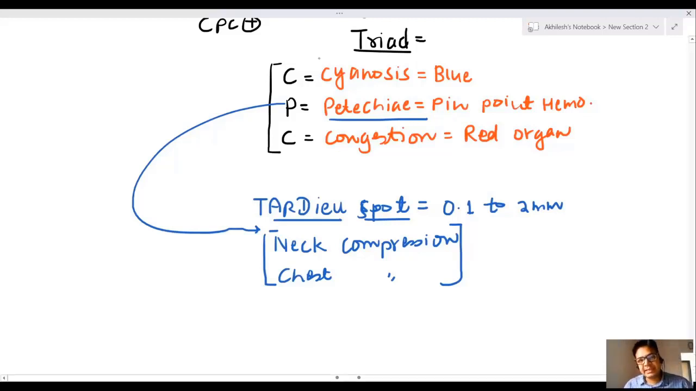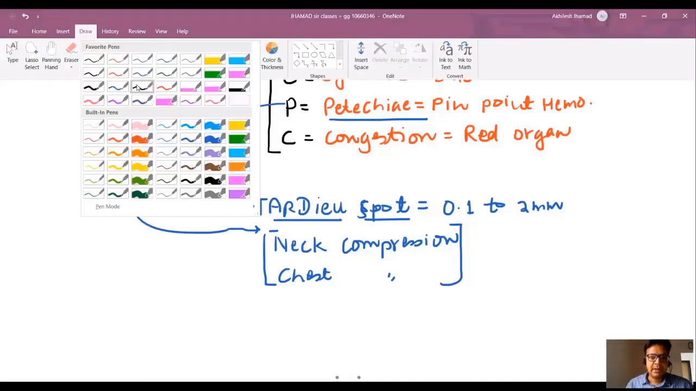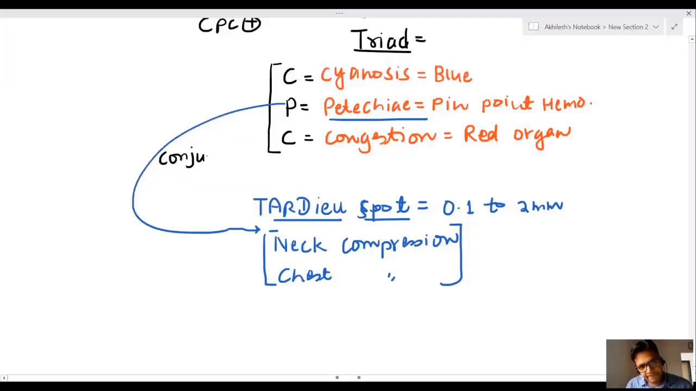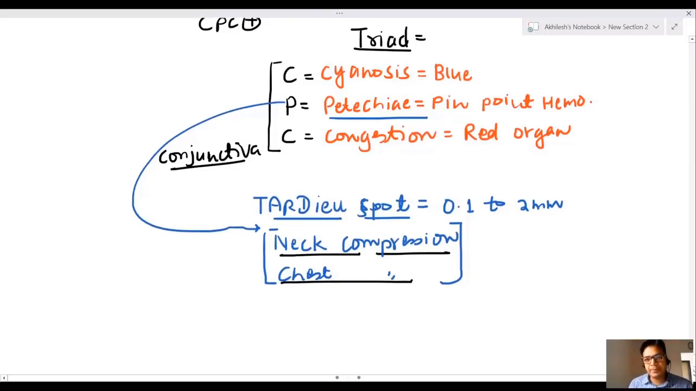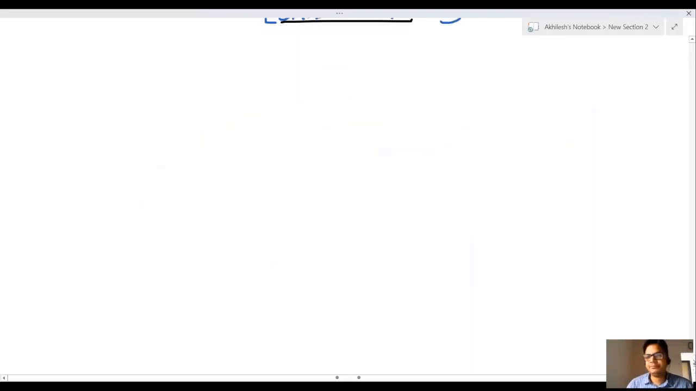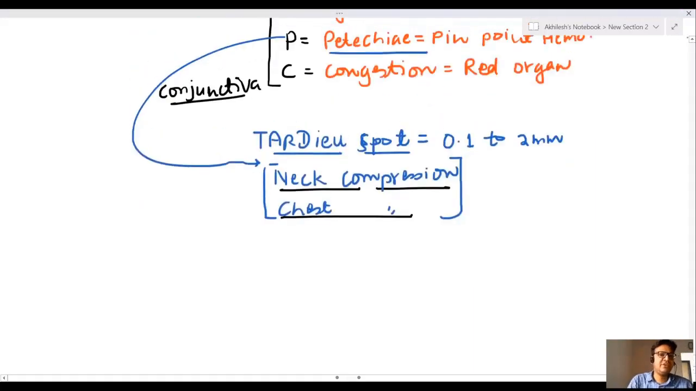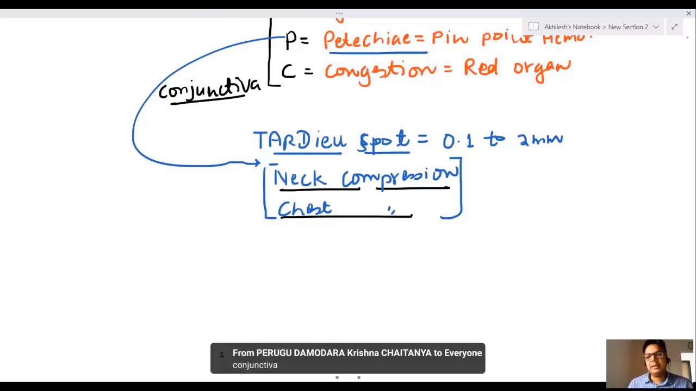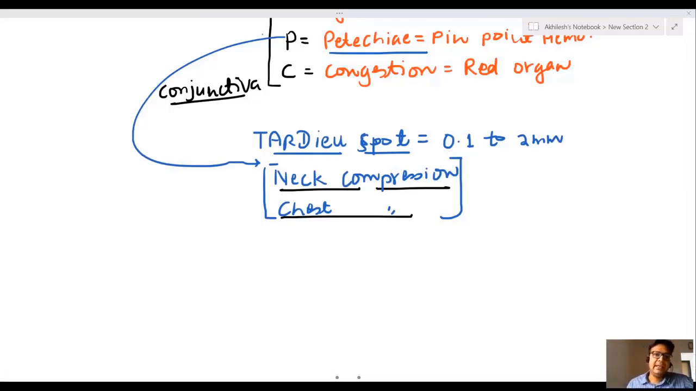What is the site where these Tardieu spots are seen? Tardieu spots are seen in the conjunctiva, and these are seen in neck compression and chest compression. It means in these two types of asphyxial death, Tardieu spots are seen. What is the most common site of Tardieu spots? Conjunctiva. This is outside, seen in the conjunctiva.